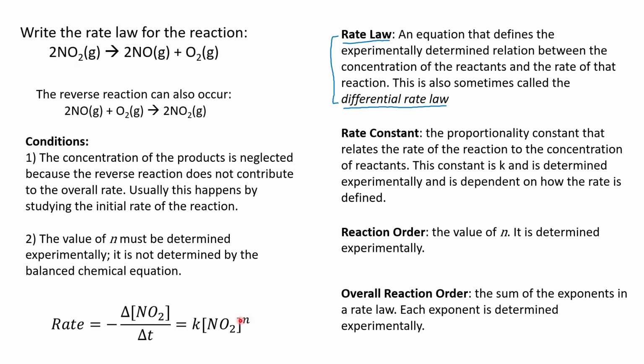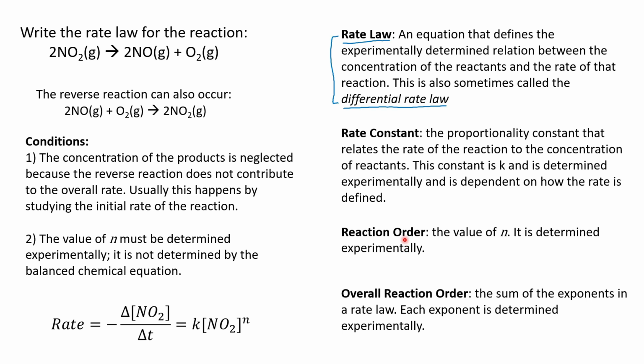There is only one reaction order. It is N. So this value N is the order for nitrogen dioxide, but it is also the overall reaction order. Now, don't worry, we'll also take a look at a reaction where we have multiple reactants, and so our overall reaction order will be different from our reaction order.